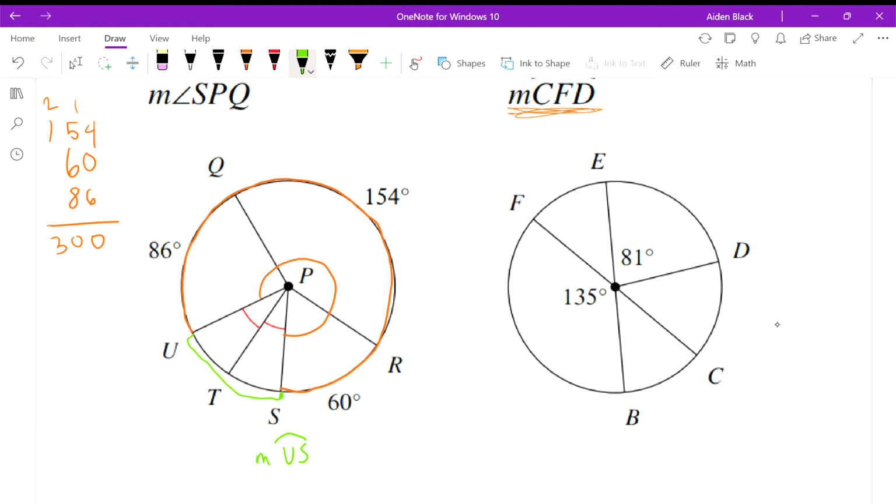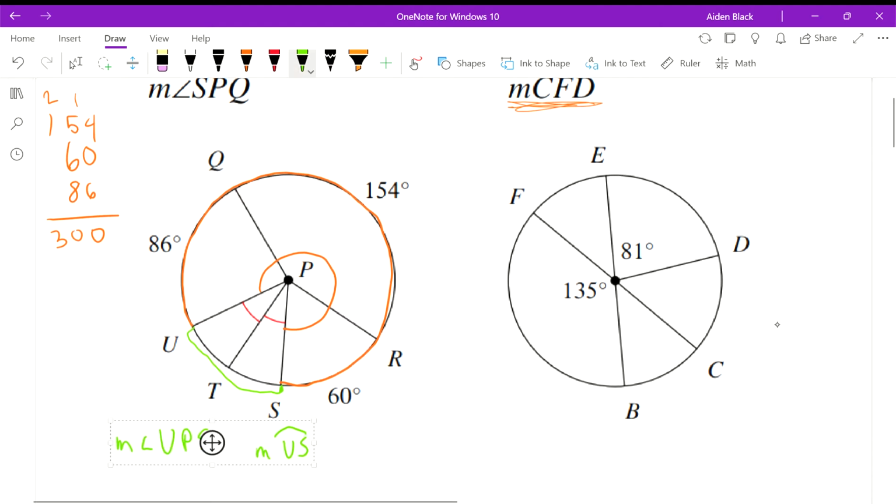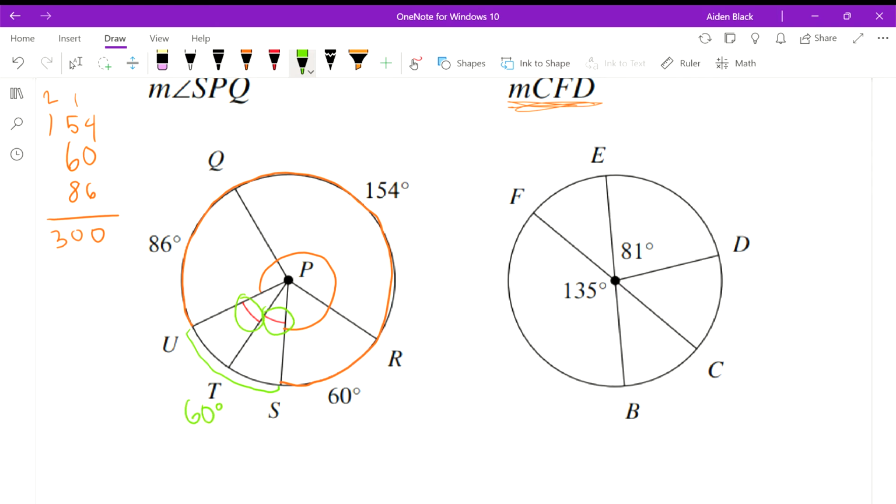or just that measure of angle UPS. Now we know a circle has 360 degrees, so this remainder here, it must be 60. So this should be 60. Since these are congruent angles, you see this little arc here. Since we know those are congruent and they add up to 60, we know each one is 30. But we don't really actually need that bit of information for this question.